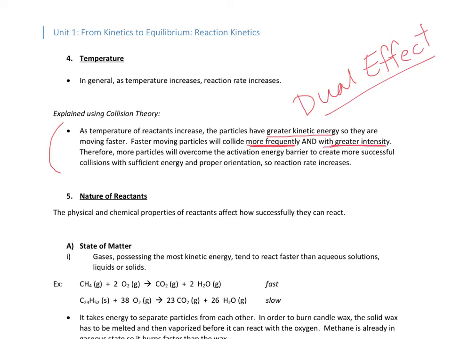Think of people who are in the gymnasium and they are running around blindfolded. You are going to bump into somebody else more frequently when you're running around, and it's going to hurt. That's the dual effect. If particles are moving more frequently and they're colliding more frequently and with greater intensity, you're going to have more successful collisions. Those successful collisions will have the sufficient energy and proper orientation required, and the reaction rate will increase.